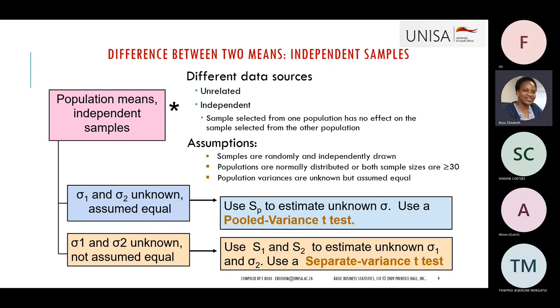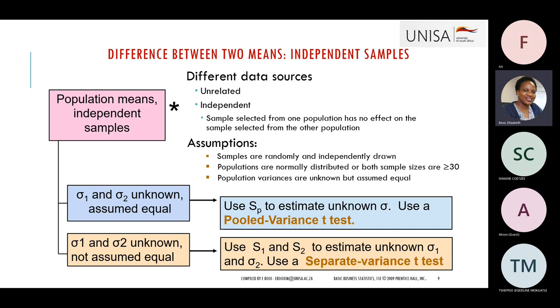So when we talk about independent samples, we're first going to concentrate on those. Independent samples, as we already explained, should be unrelated. The samples should be selected from one population and have no effect from the sample selected from another population. Or they can come from the same population, but they need to be independent of one another, like male and female. The assumptions that need to be met are that the samples need to be randomly and independently drawn. The population should be normally distributed, and both sample sizes should be bigger than 30. And the population variances are unknown but assumed equal.